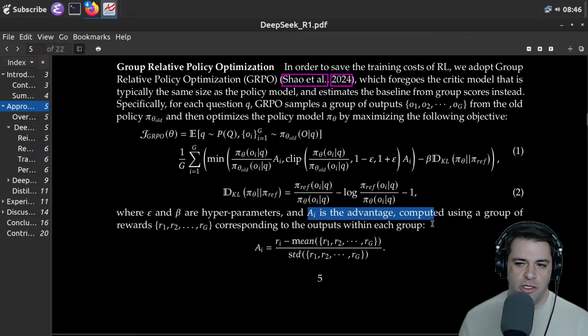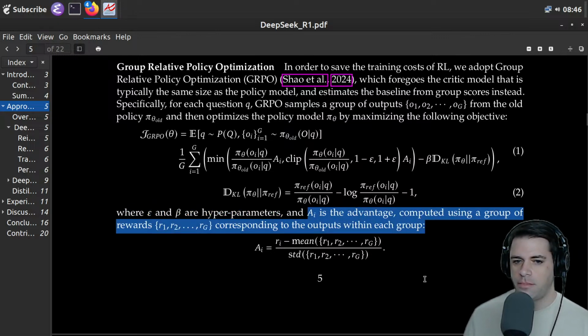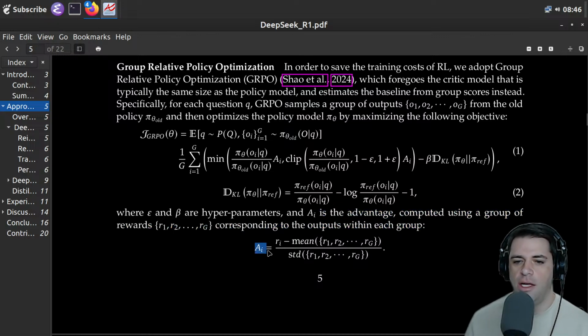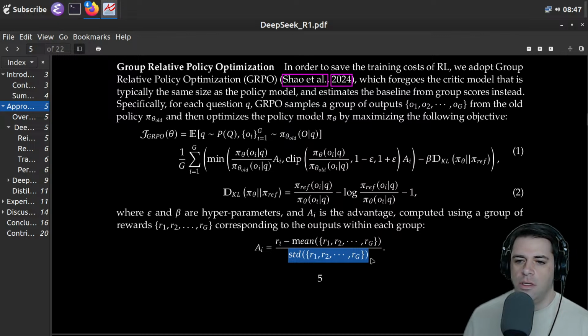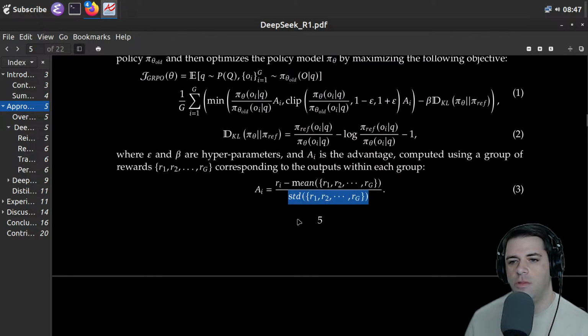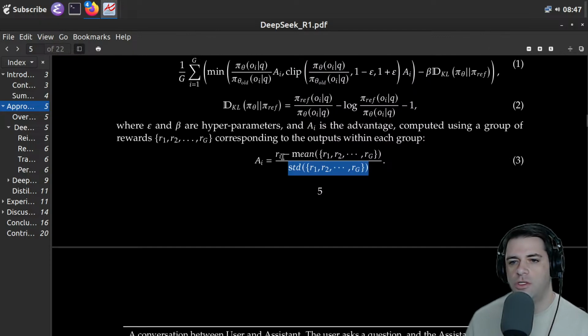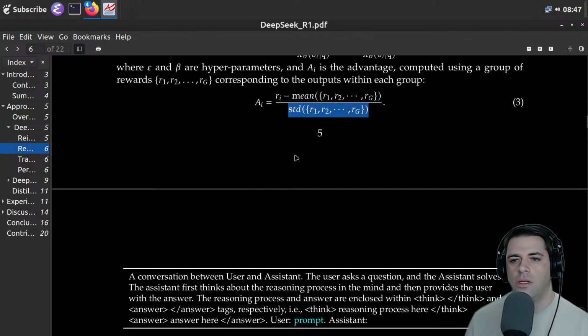And A_i is the advantage, computed using a group of rewards, R_1 to R_G, corresponding to the outputs within each group. So A_i is going to be reward i minus the mean of the rewards corresponding to these outputs, and dividing by their standard deviation. So this is essentially taking the rewards and centering them at zero, and giving them unit standard deviation. So it's just a normalization, it looks like.